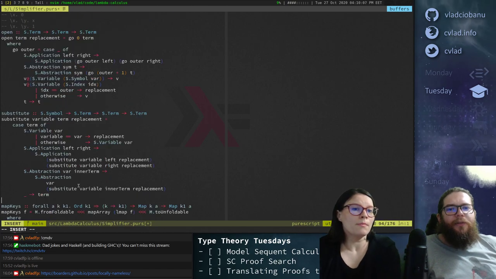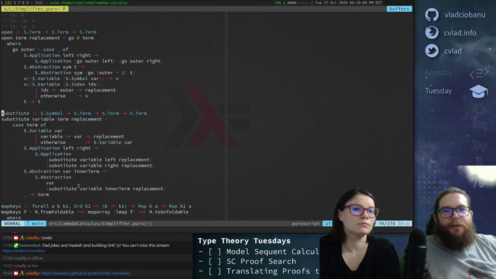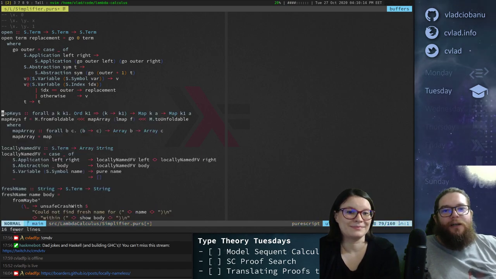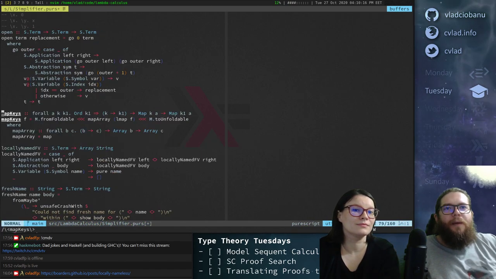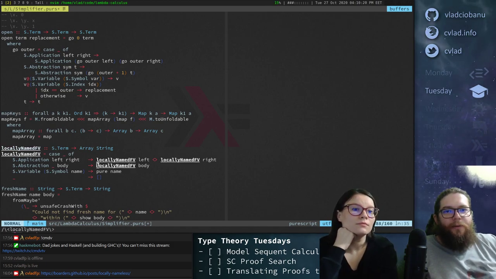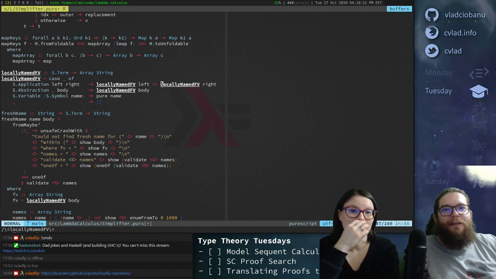Okay, and then I don't think we're even using substitute anymore, so I need to delete this because this is the wrong version from before. Okay, do we use map keys? Okay, we use map keys. Do we use locally named free variables? I don't think so. So these were some attempts that I had earlier.